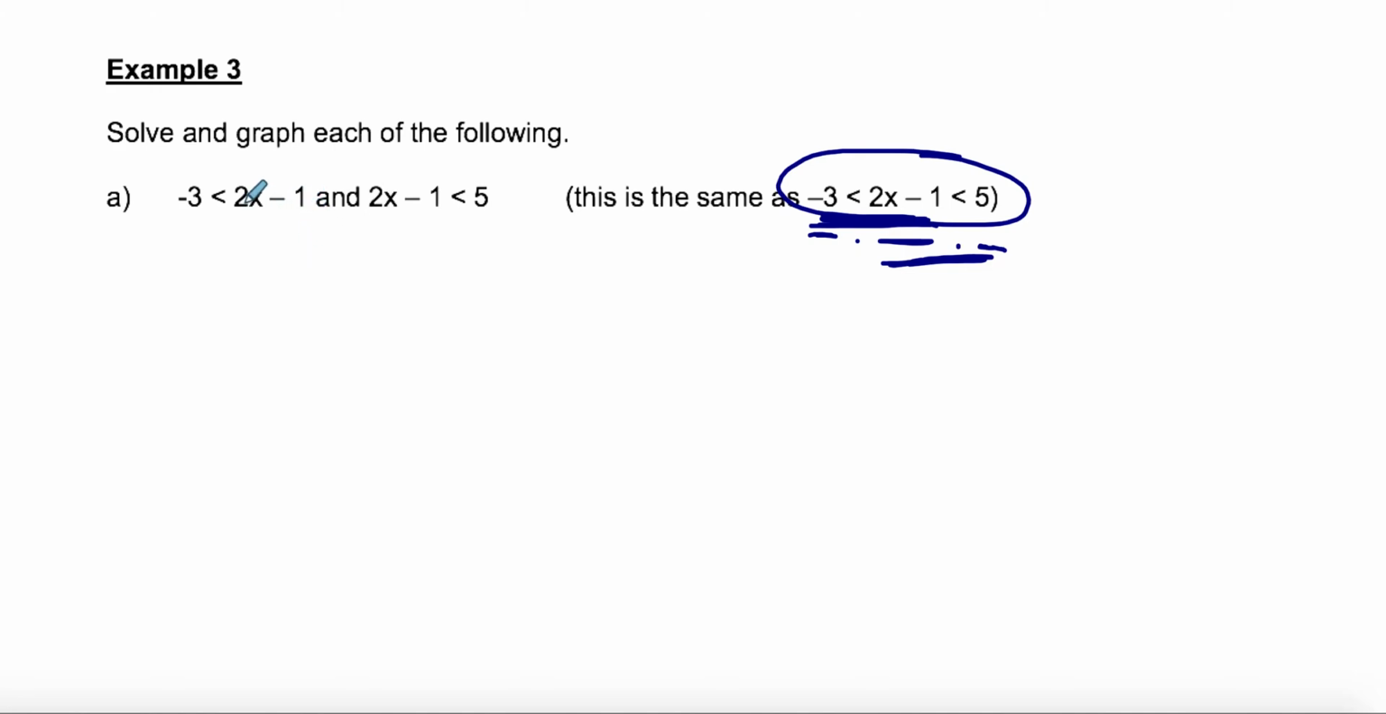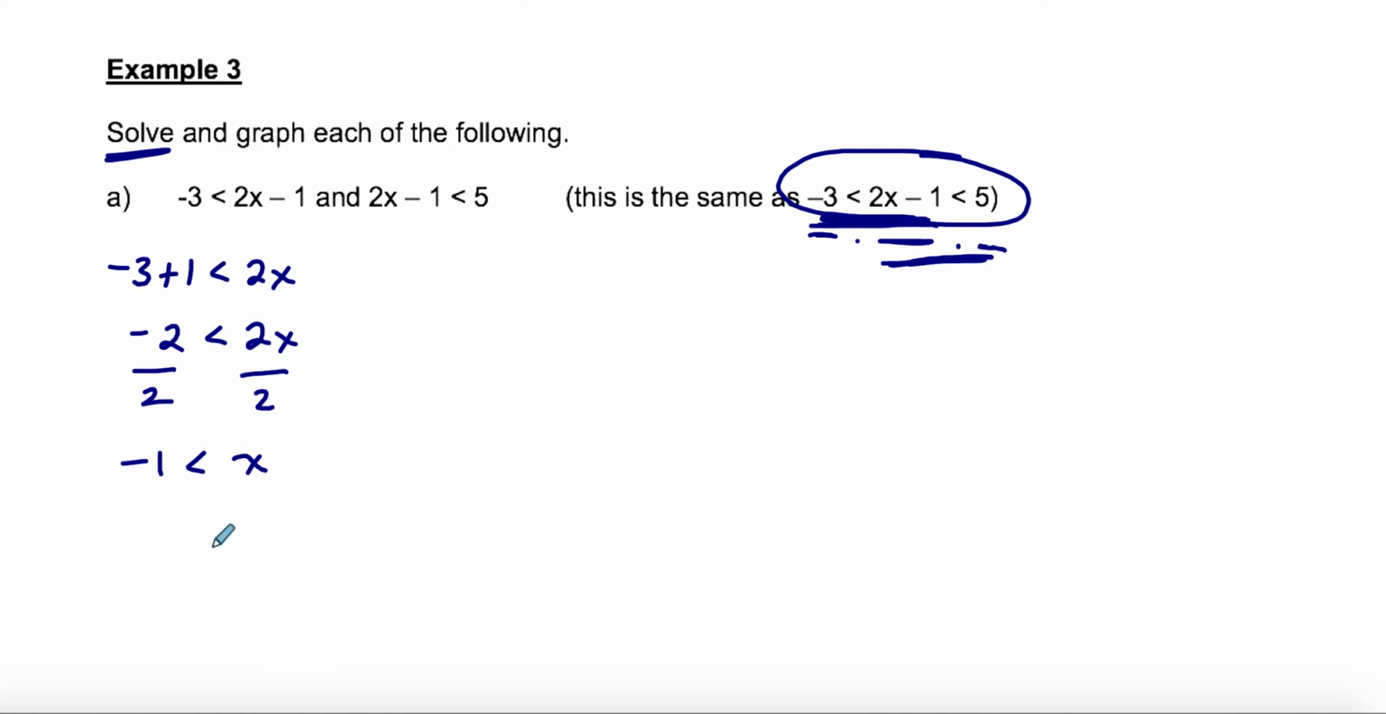So what if I have two different inequalities? We want to solve for x. X has to satisfy two conditions, whatever we find here and whatever we find here. So let's just solve each one on its own. For negative 3, I'd probably add the 1 to that side. So negative 2 is less than 2x. I'd have to divide both sides by 2, but not by a negative 2, so I could leave my inequality. I like it written with the x on the left: x is greater than negative 1.